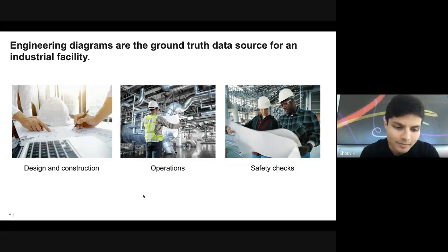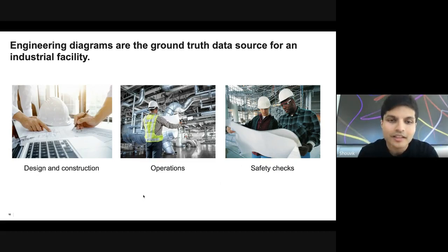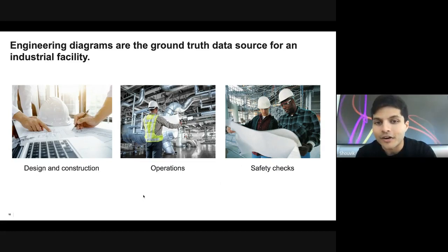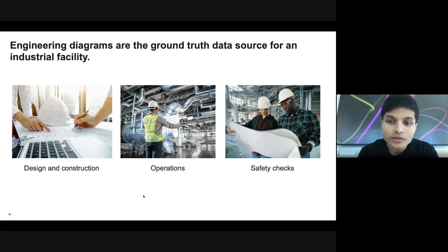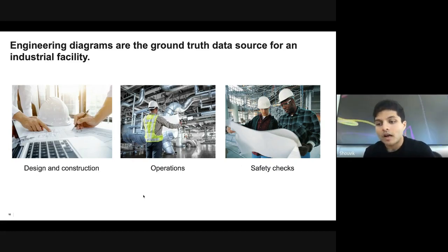So these engineering diagrams are a crucial data source for any industrial facility. They're drafted during the design of the facility. They're used during operations and maintenance to identify where equipment and sensors are. And they're also used during safety checks. So in certain jurisdictions, there's actually requirements to keep these engineering diagrams up to date because they are the most up-to-date living kind of representation of a facility.